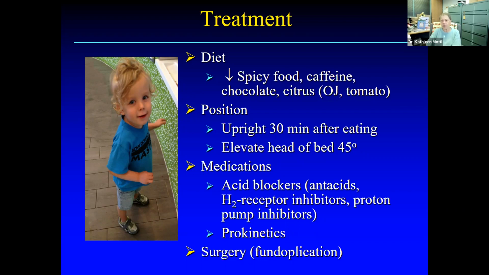In addition, there are some other medications that fit into the class of prokinetic drugs. These are things like bethanechol or erythromycin we will use when we need additional help to reduce the amount of reflux or delay gastric emptying.